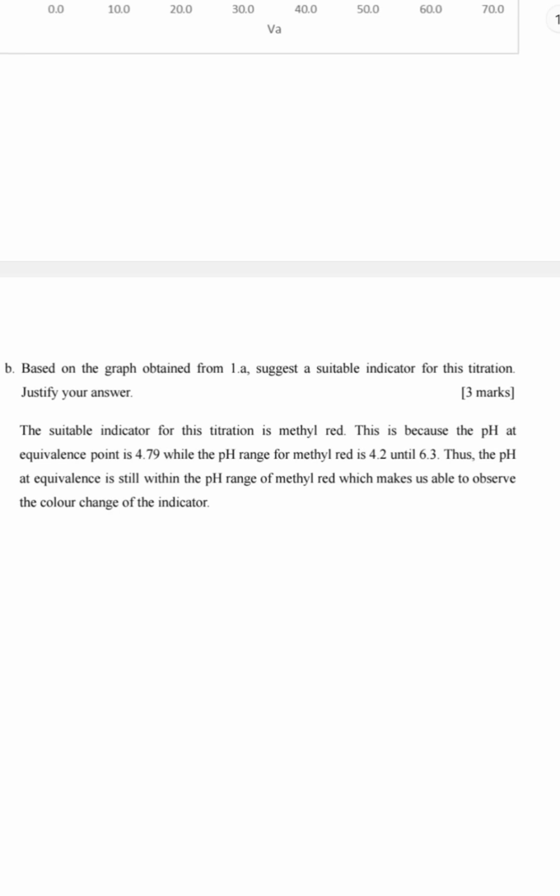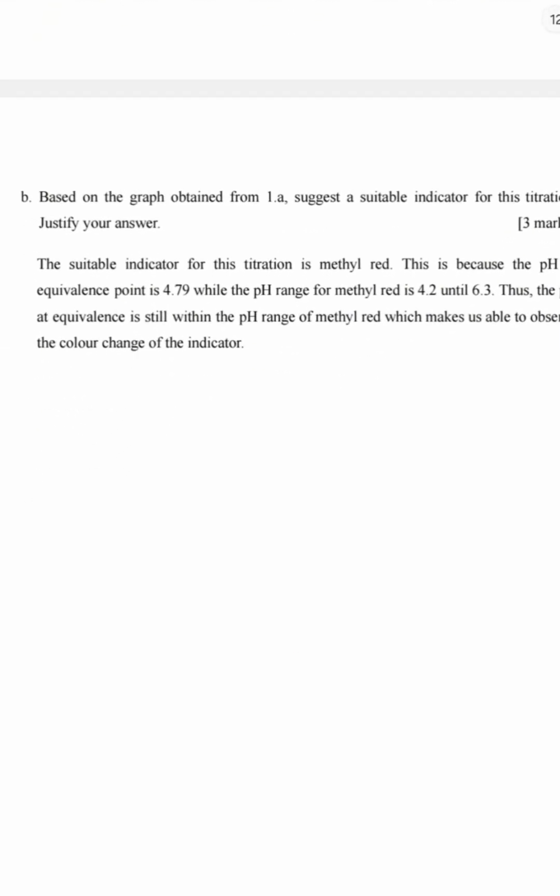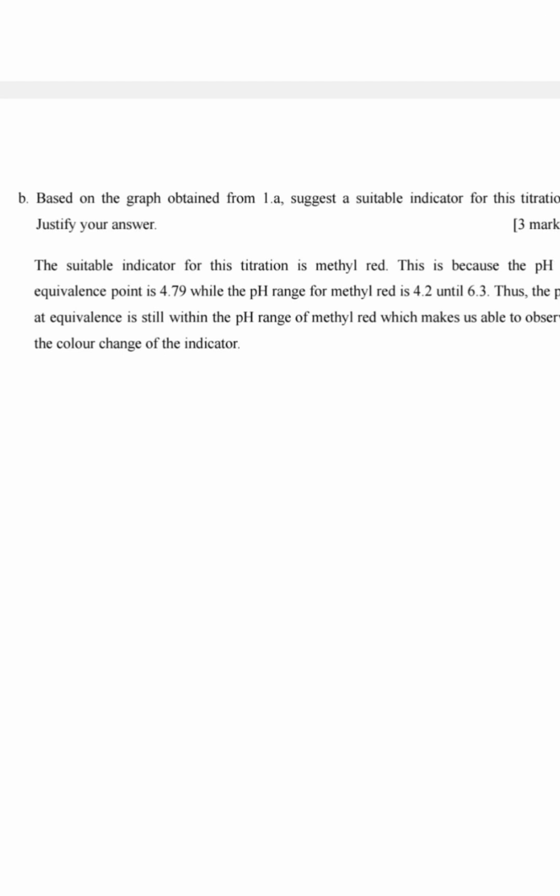For question 1, part B, we were asked to suggest a suitable indicator based on the titration curve obtained in part A. As calculated earlier, the pH at the equivalence point is approximately 4.79. An ideal acid-base indicator should have a color transition range that includes this value to allow for clear and accurate observation of the equivalence point during the titration. The most suitable indicator in this case is methyl red.